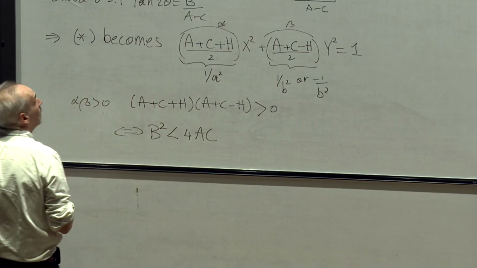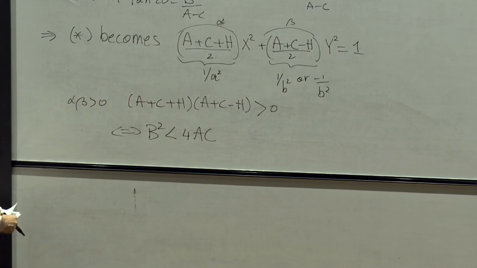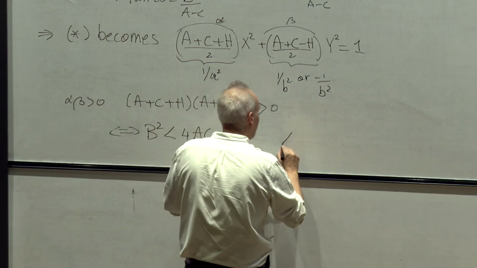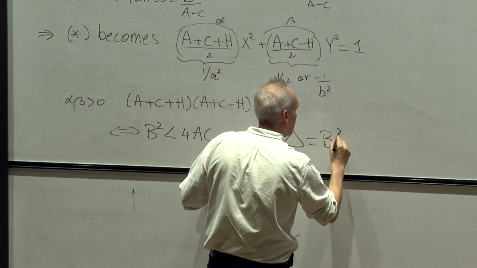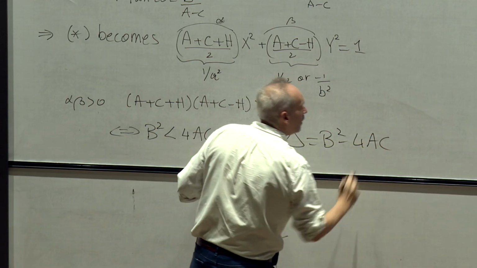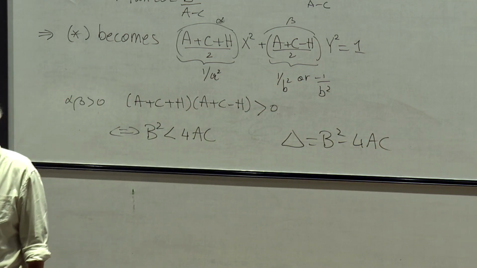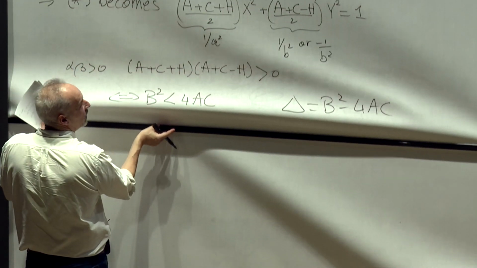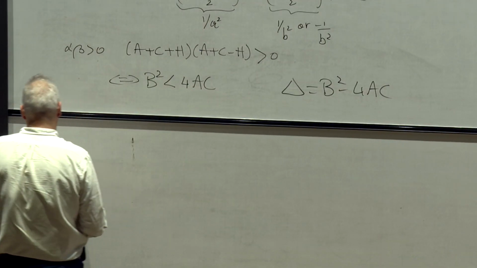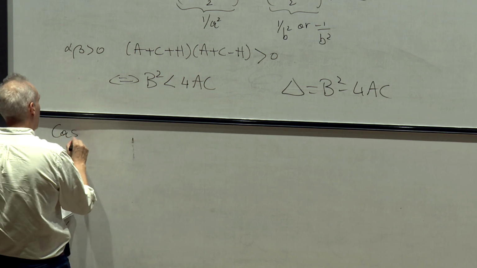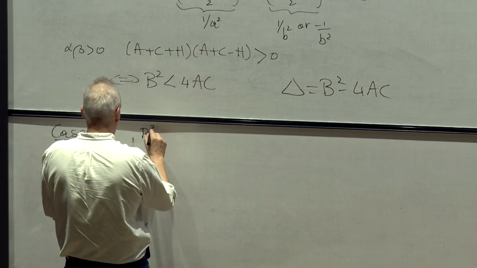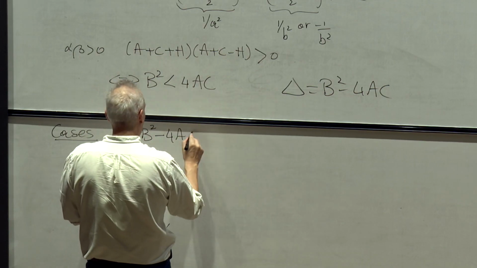So that's very nice. Now we can define delta equals b squared minus 4ac. Now it looks like the quadratic formula. It's all chosen for that, of course. And we have the different cases now to discuss. We have b squared minus 4ac.